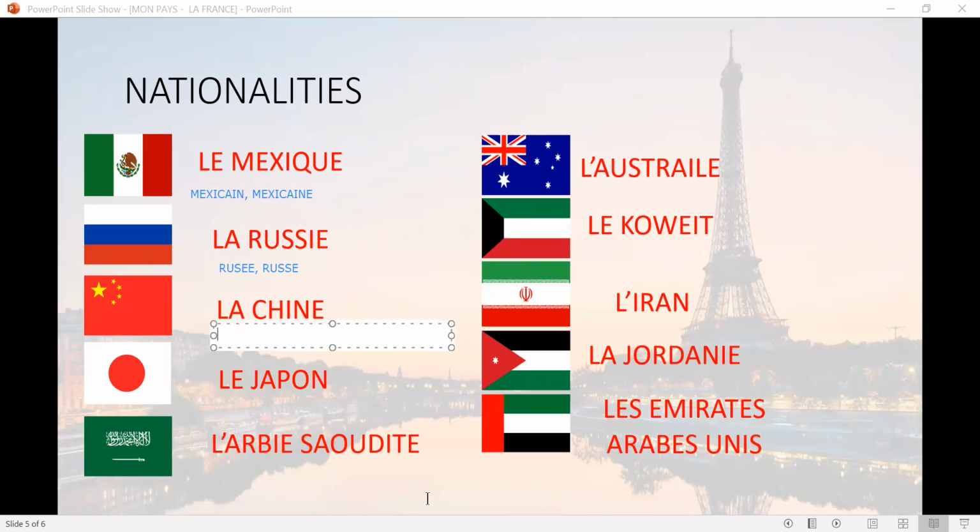La Chine is China, which will be in the masculine form Chinois, and in the feminine we'll have Chinoise. Le Japon will be written as Japonais, Japonais, and in the feminine it will be written as Japonaise.